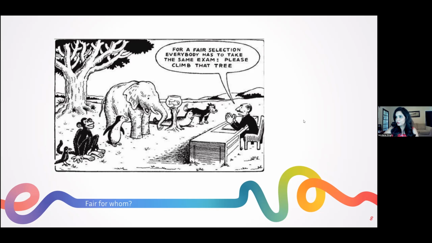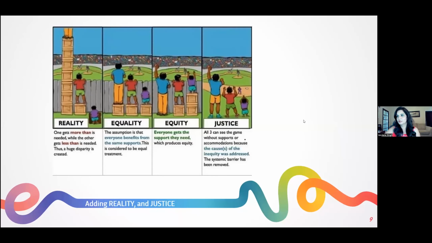Fair for whom? So for example, in this picture, for a fair selection, everybody has to take the same exam. Please climb that tree. We can see obviously the little fish won't be able to do that, or the elephant. The monkey will of course pass in this exam very quickly. So here's a quick example. So what are the objectives with these terms? What are the objectives with diversity, equity, and inclusion?